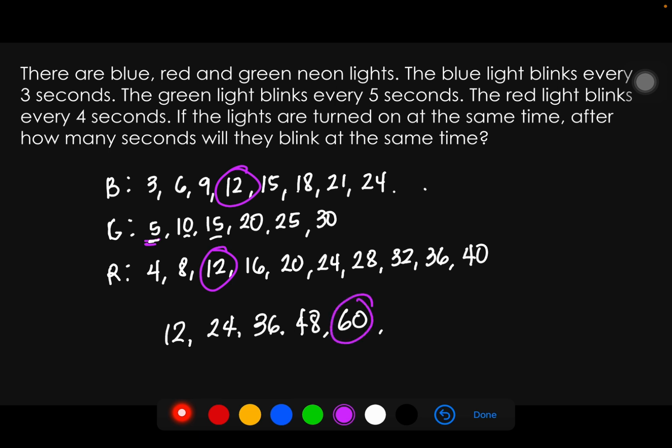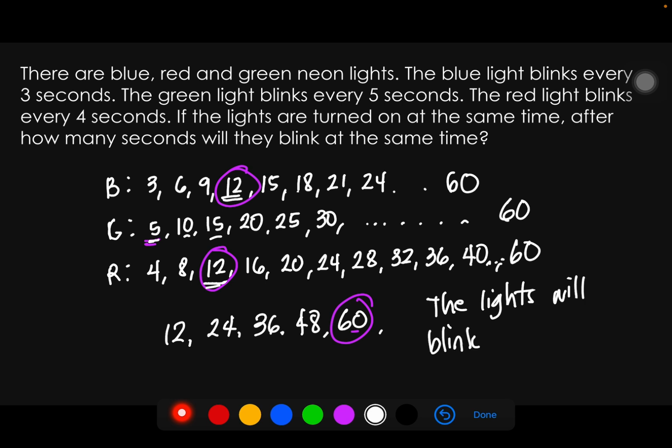So checking it, 60 is actually ending with 0. That means it's a multiple of 5 and it's also a multiple of 12. Okay, which means it also is a multiple of 3 and 4. So we can actually skip count further and further until we all reach 60. Or just do the strategy earlier, that you find a common multiple of two numbers, and then from there find the common multiple of the first common multiple of the two numbers and the other number that's still not part of those common multiples. So with that, we have 60. So we can say that the lights will blink at the same time after 60 seconds.